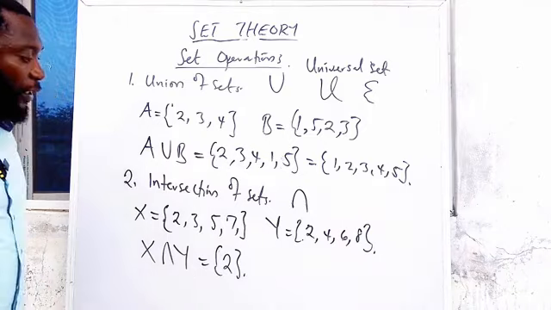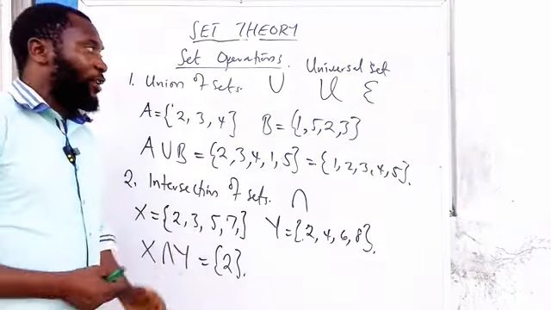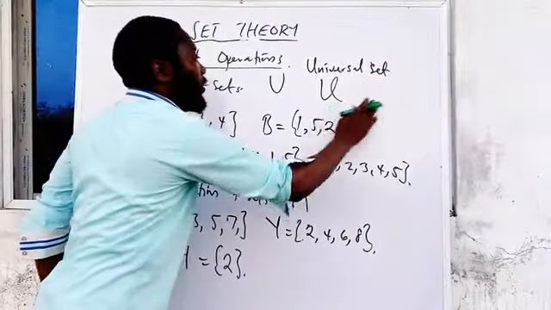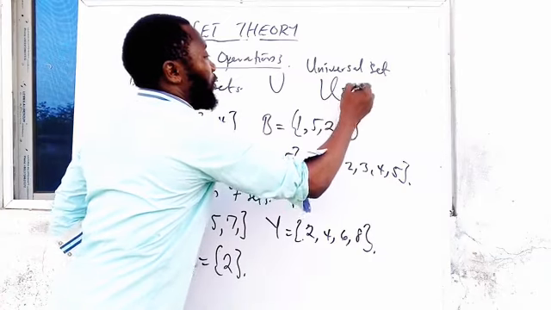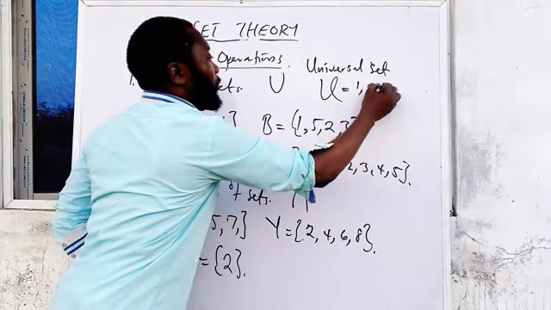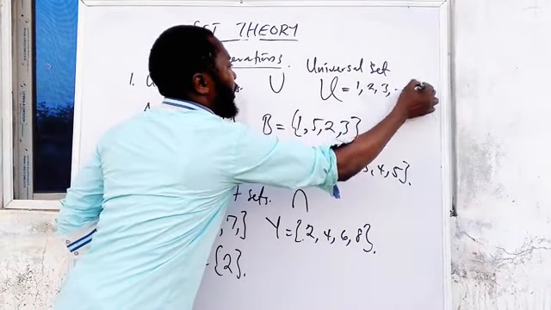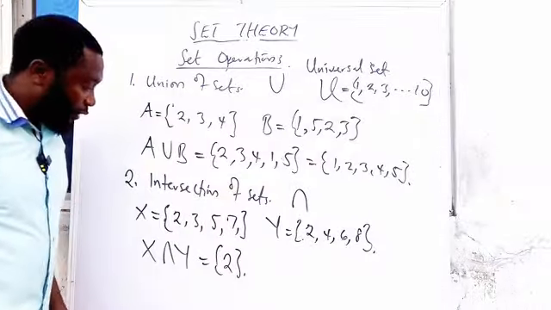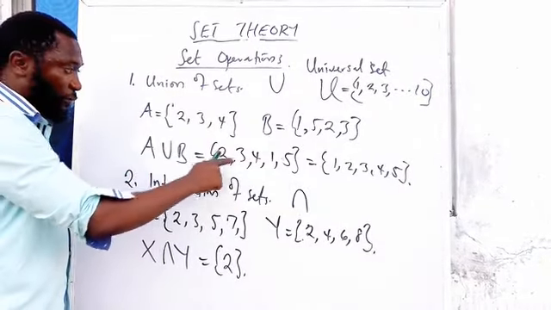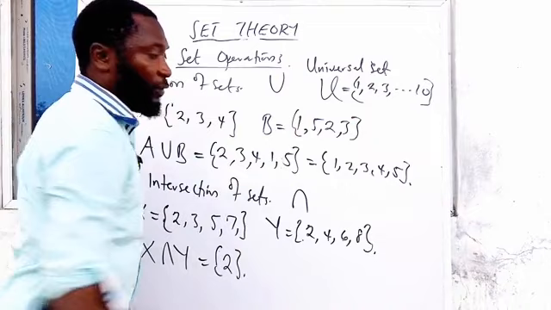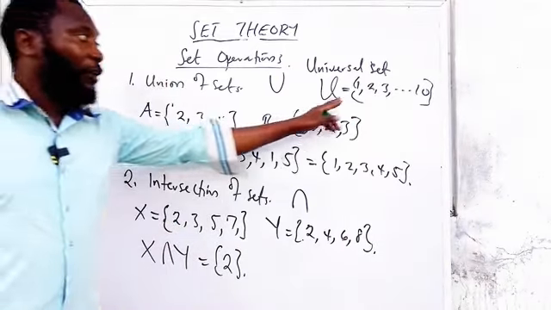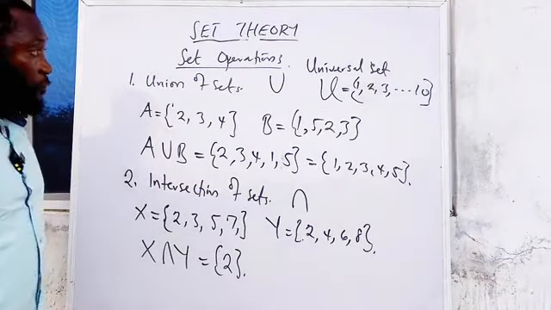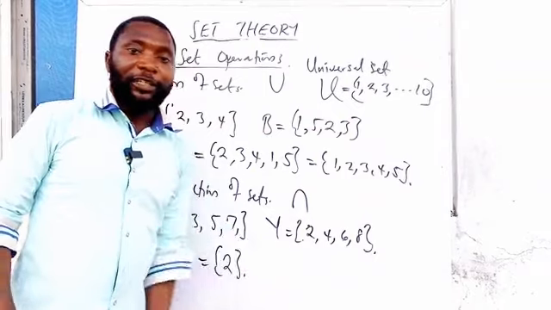For example, let's assume I may decide to use, for this example now, my universal set may just be 1 to 10, 1, 2, 3, everything to 10. Because so far, I don't think any set here has a member that is out of this 1 to 10. It means for all the sets on this board, the universal set can be 1 to 10.